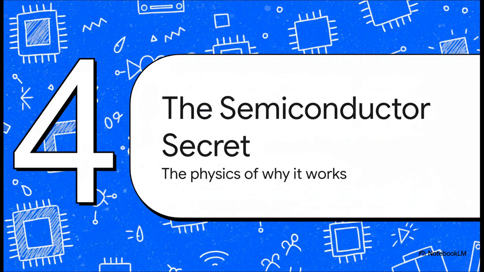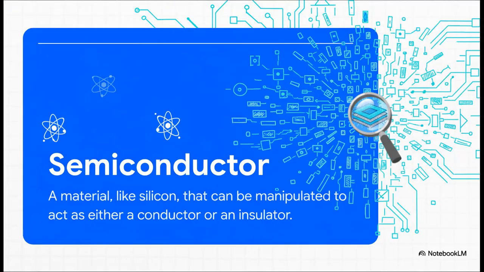So what's the secret? I mean, what is it about this material that creates this magical 0.7 volt trigger? Well, welcome to Section 4, the semiconductor secret. The key to all of this is a special class of materials called semiconductors, and silicon is the most famous one of them all. What makes them so special is that we can manipulate them. We can make them act as either a conductor, which lets electricity flow easily, or an insulator, which blocks it completely. That's the perfect property for building a switch, right?